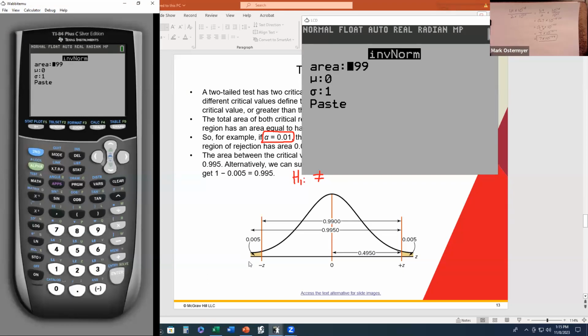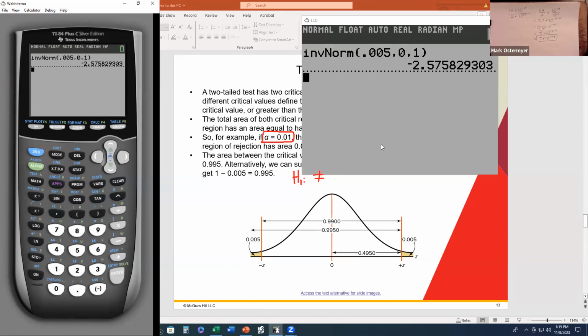Now, what would be the area to the left of the critical z-value? I'm going to use the lower tail critical z-value. The area would be 0.005. The mean and standard deviation of the standard normal distribution is 0 and 1 respectively. And that would give you your critical z-value of negative 2.58. And the upper tail critical z-value would be positive 2.58 by symmetry.